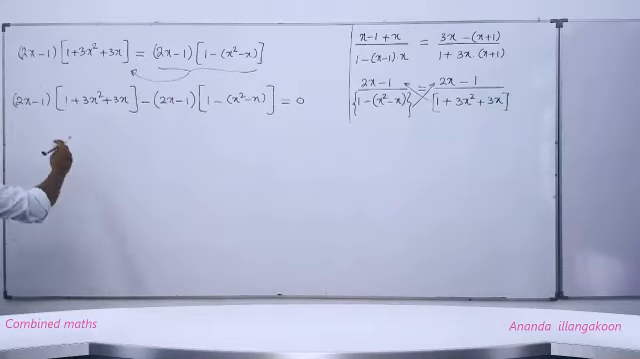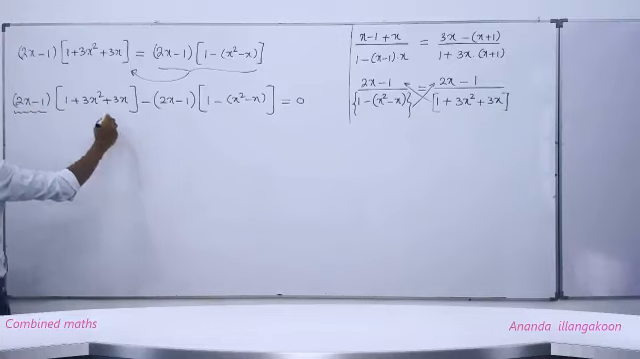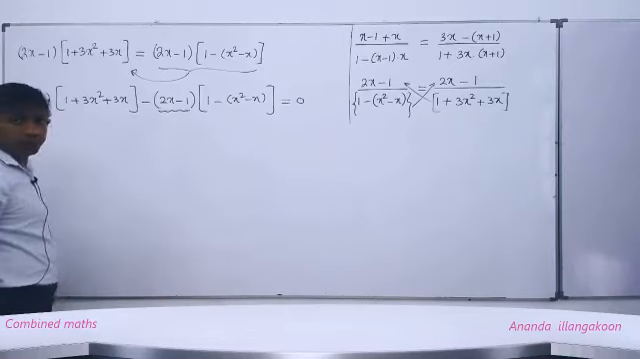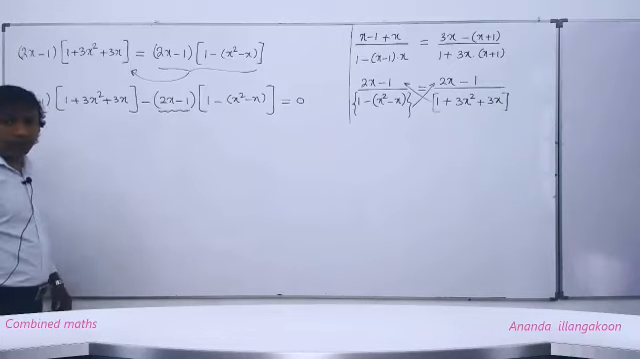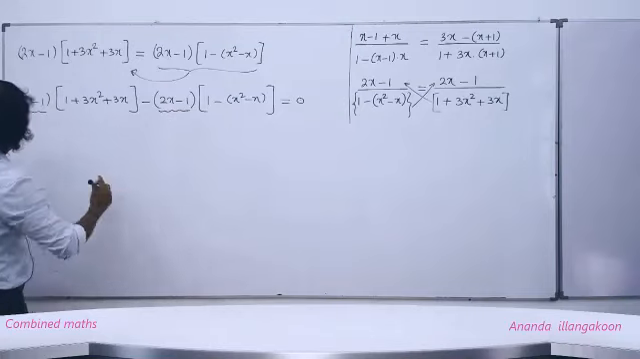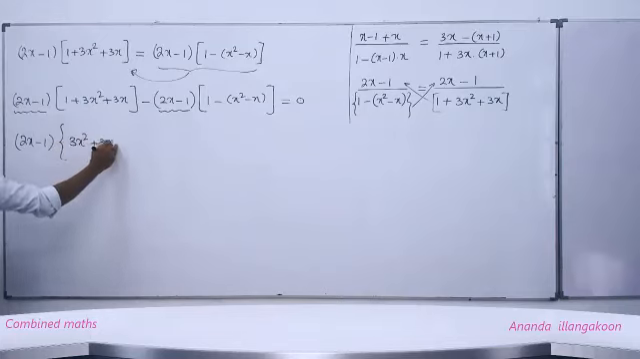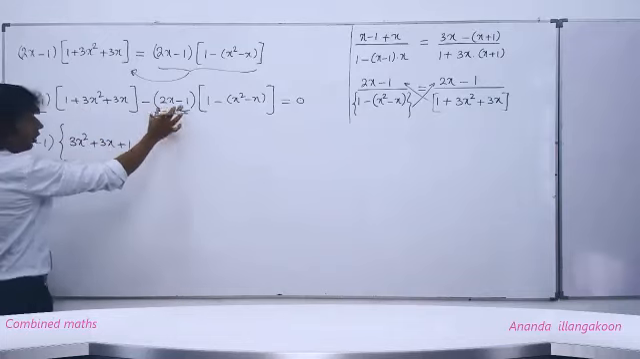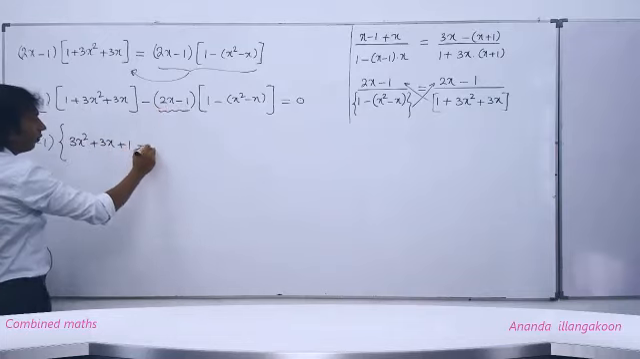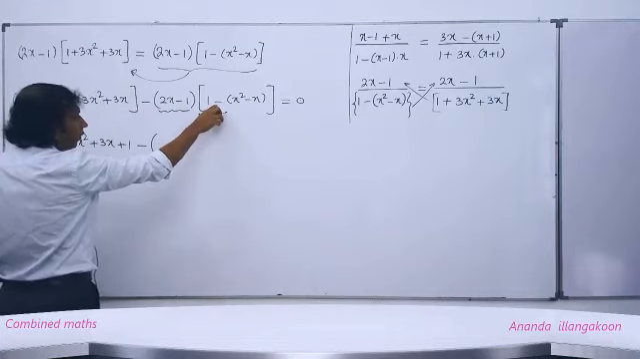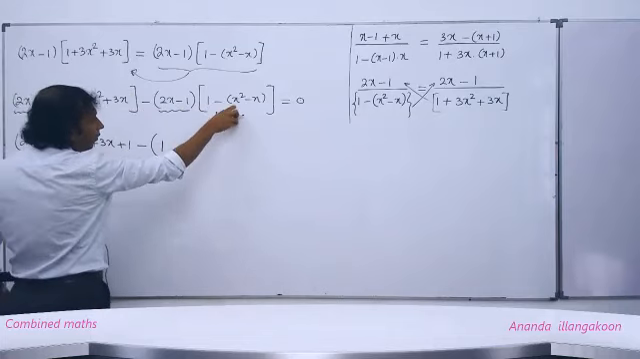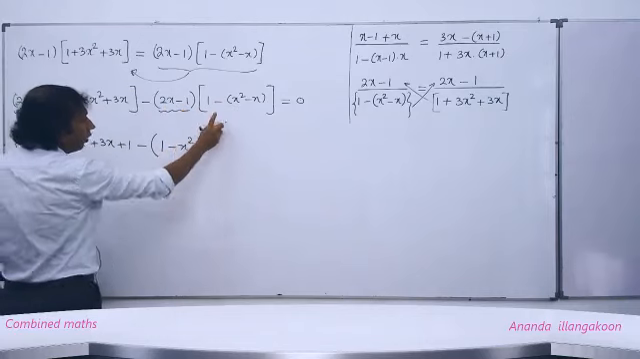Right, now people, here this 2x minus 1 and 2x minus 1 here are common. Take them out as a common factor. So we take 2x minus 1 out, and the remaining part is 3x squared plus 3x plus 1. Once you take this 2 out, we have a minus sign here and this part, which is 1. Remove the bracket by multiplying by the minus sign: minus x squared, minus minus plus x.